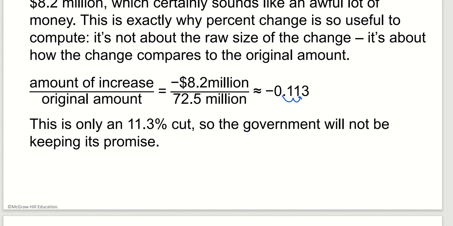Sliding it 2 places to the right would give us a negative 11.3% change. So obviously it's 11.3%, that's the amount of change, and the fact that it's negative is what indicates that it's a decrease. So to make a long story short, no, they are not keeping their word. They promised a 15% cut in spending, and according to this projection, this would only create about an 11.3% decrease in spending.